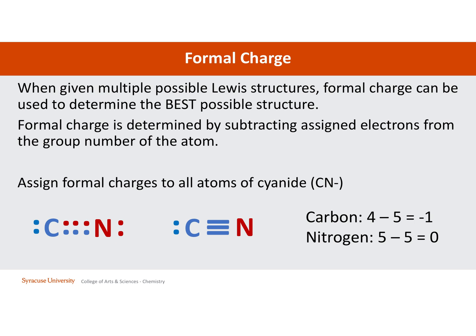So here's an example of cyanide, the cyanide anion. Assign formal charges to all atoms of cyanide, right? Well, to determine formal charge, we subtract the assigned electrons from the group number. And to determine assigned electrons, we count 1 electron for each covalent bond, and we count 2 for all electrons that are lone pair electrons.